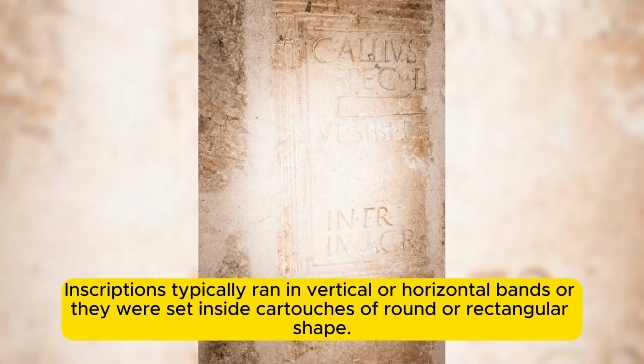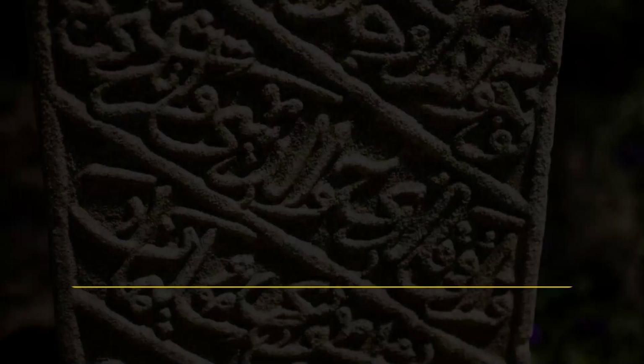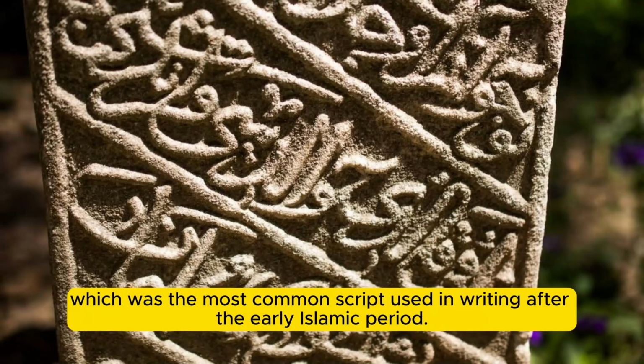Inscriptions typically ran in vertical or horizontal bands, or they were set inside cartouches of round or rectangular shape. Most major inscriptions in the Alhambra use the naskh or cursive script, which was the most common script used in writing after the early Islamic period.